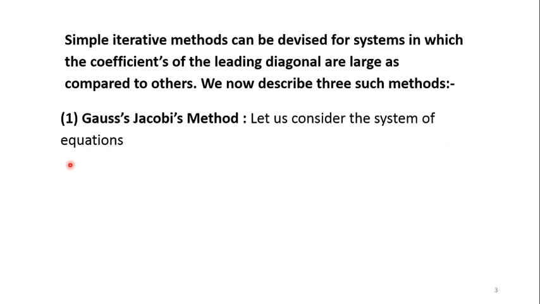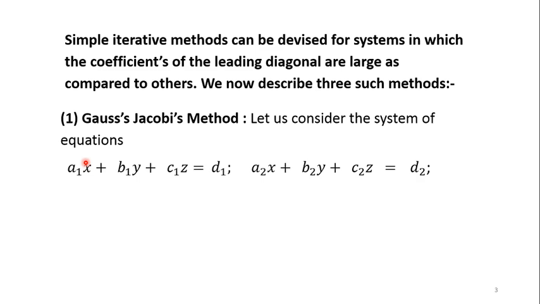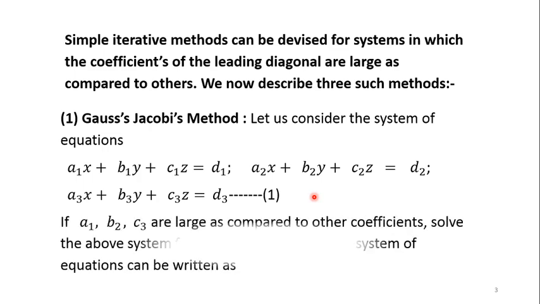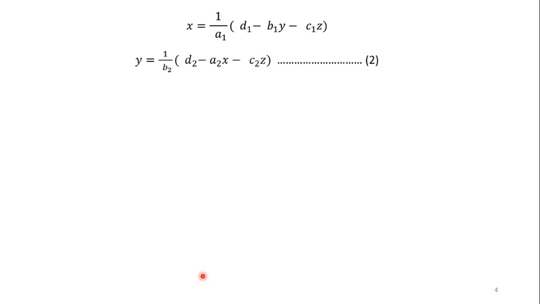So let us consider a system of equations: a1 x plus b1 y plus c1 z equal to d1, a2 x plus b2 y plus c2 z equal to d2, and the third one similarly. If a1, b2, c3 are large as compared to the other coefficients, solve the above system for x, y, z respectively. Then the system of equations can be written as: from the first equation you write x, from the second one you write y, then from the third one you obtain z.